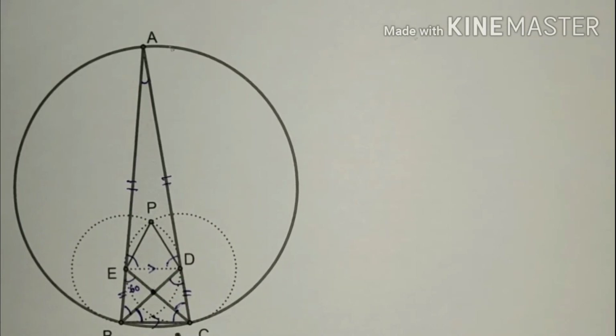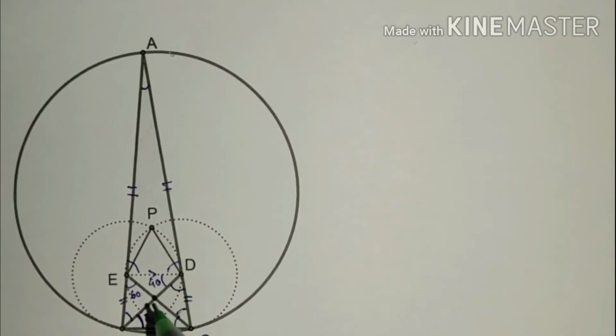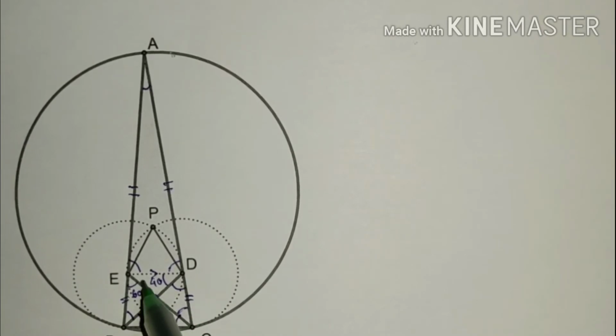Now this is 40 and this is parallel to this, so this will also be 40, and similarly this is 40, so this will be 40. It means 40 and 40. It means EBD will also be an isosceles triangle, and similarly EDC is an isosceles triangle. It means EB is equal to ED is equal to DC.